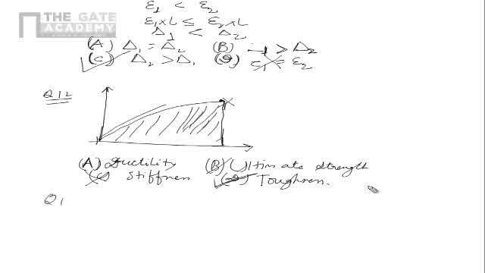So now let's see question number 13. The relationship between Young's modulus and bulk modulus and Poisson's ratio is given by. So E, K, and mu. Mu is called Poisson's ratio here. So what is the relationship?